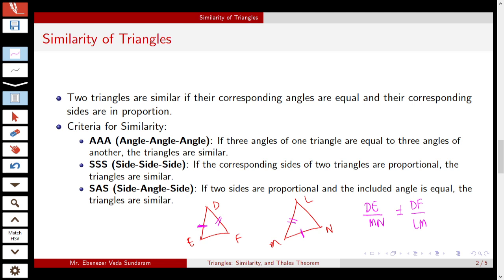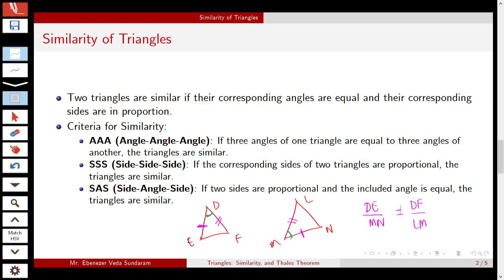Yes, coming back now, in these two triangles I have DE by MN and DF by LM in the same ratio, or they are proportional. And we are given that the included angle is equal. So what do we mean by included angle? The included angle is the angle included by these two sides. Here DE and DF include an angle, and MN and ML include an angle here.